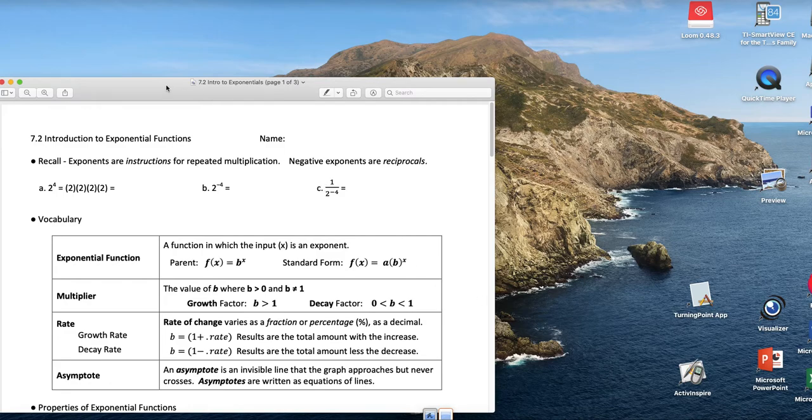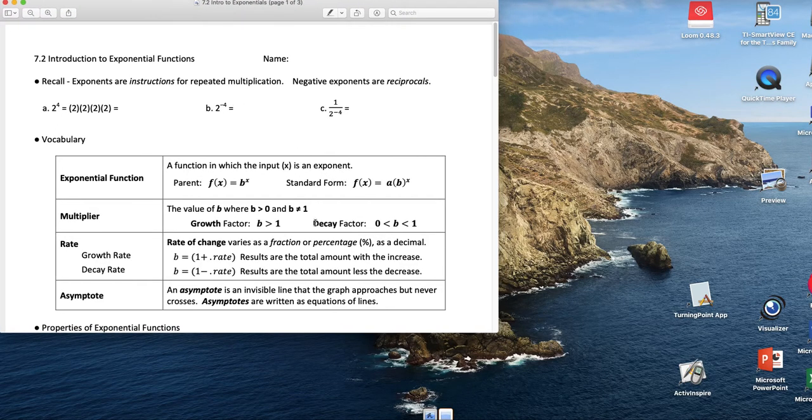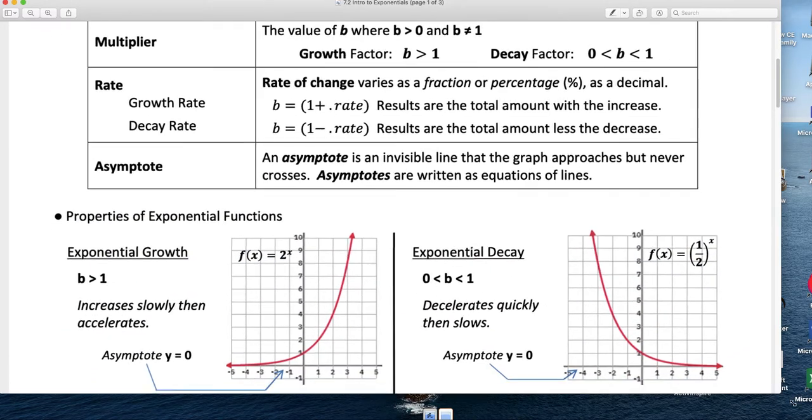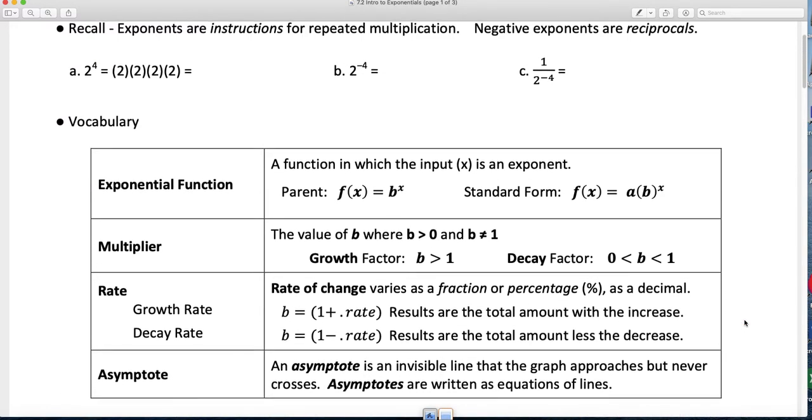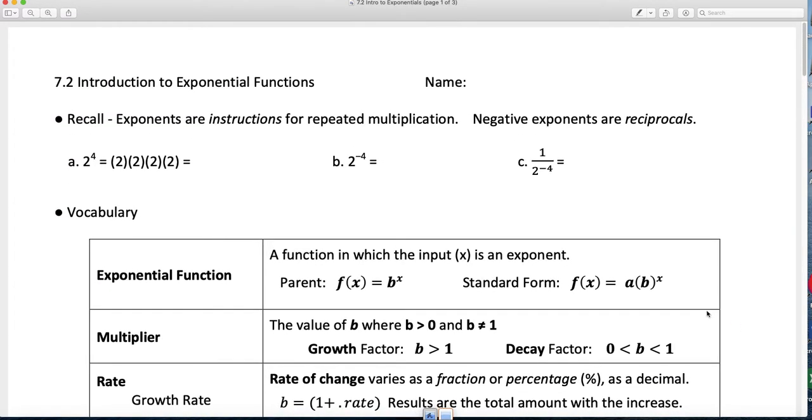All right, so you started chapter 7 two days ago, and we started with transformations. The remainder of chapter 7 is going to be about your second major function, which is an exponential function, right here across the top. We actually have three main functions in Algebra 1 we have to focus on.